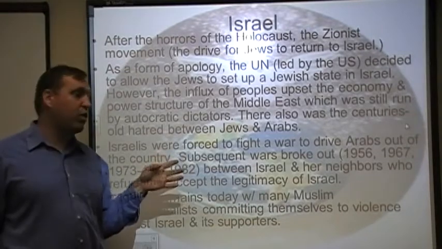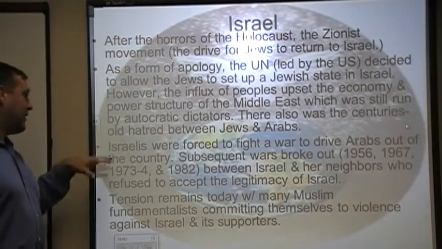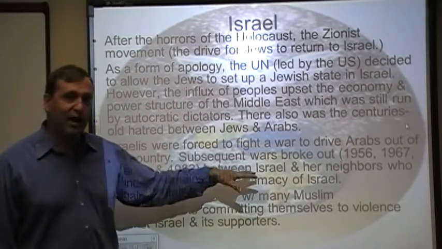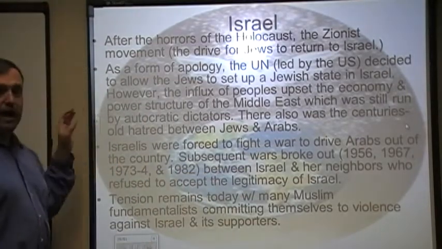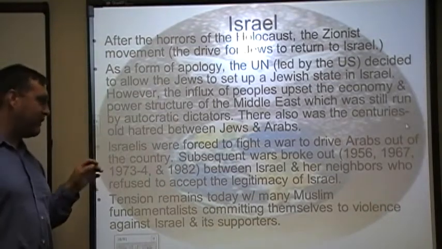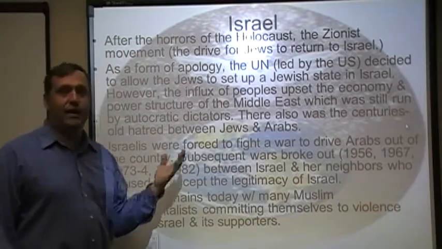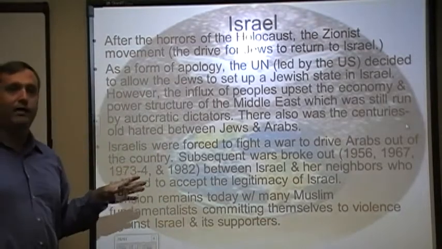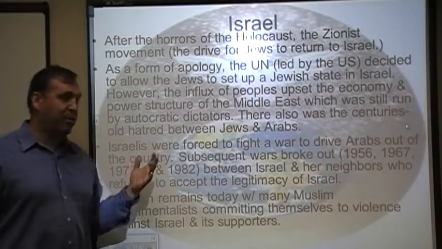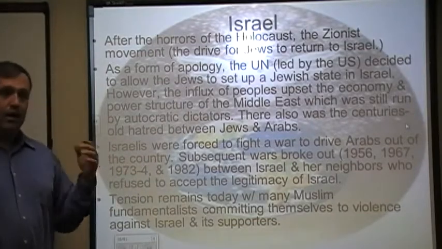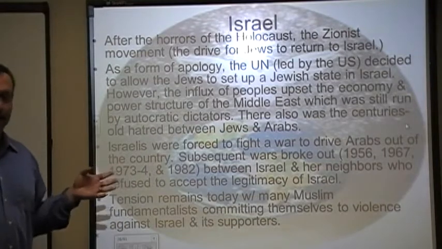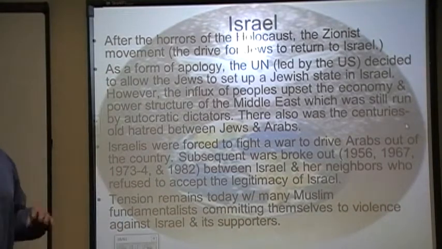And then you've got subsequent wars that break out in 1956, 1967, 73, and 74, and then again in 82. And these are going to take place between Israel and her neighbors that really refuse to accept the legitimacy of Israel. Of all of these that they wind up fighting, only Egypt came to say, okay, Israel, yeah, you have a right to exist. In many cases, the autocratic nations around Israel, the position still today is Israel's illegitimate and it has to be wiped out.